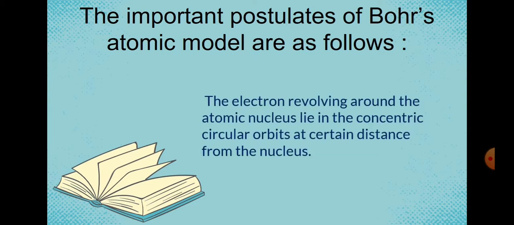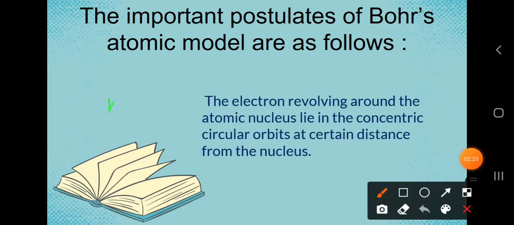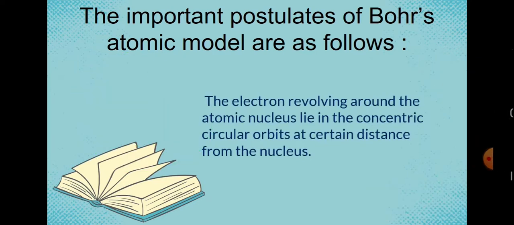Now, Rutherford has told us that the nucleus is in the center, which is positive, and around that there are a few negative charges. What Bohr is trying to explain to us is that the electrons which are revolving around the nucleus lie at a particular distance from the nucleus, meaning there is a proper distance. At this distance only they are revolving.